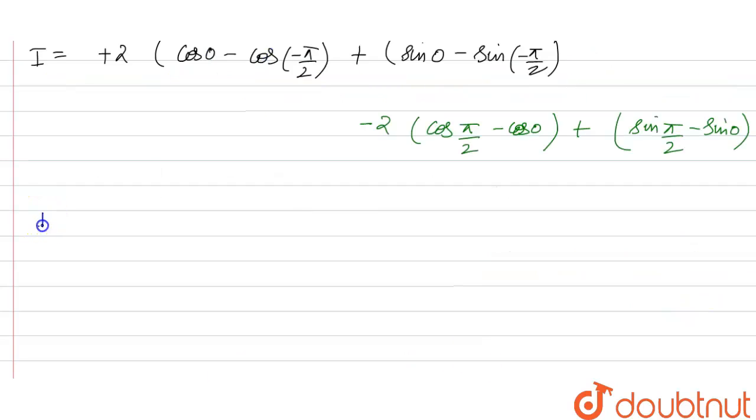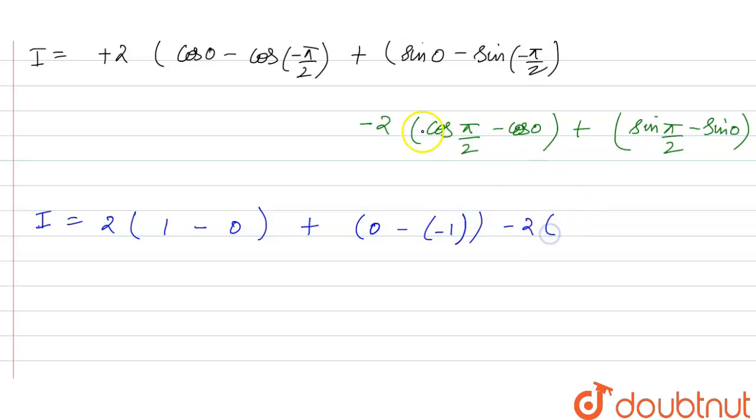The value of I from here will be equal to 2 times cos 0, which is 1, and minus cos of minus pi by 2, which is 0, and plus sine 0, which is 0, and sine of minus pi by 2 is minus 1, and minus 2 times cos pi by 2, which is 0, and minus cos 0, which is 1, and plus sine pi by 2, which is 1, and sine 0 is 0.